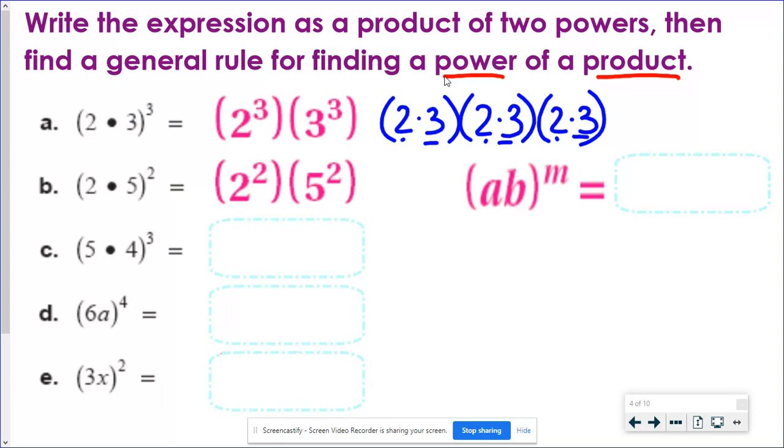And again, I hope that you see what's really happening here. This is almost, it's not exactly, but almost a distribution. This 3 is going to go onto that 2 and onto that 3, and that's what happened. This 2 went onto that 2 and onto that 5. This 3 is going to go onto the 5 to make it a 5 to the 3rd and a 4 to the 3rd.